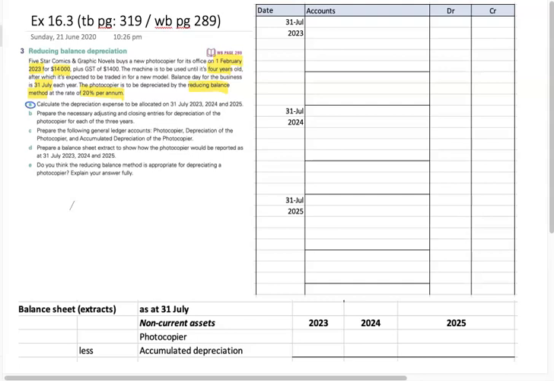Question A asks us to calculate the depreciation expense to be allocated for 31st of July 2023, 24, and 25. Let's remember our formula for depreciation expense for reducing balance. Our depreciation expense is going to equal our carrying value times the rate. And we know that our rate is 20%. So we need to work out what our carrying value is each time, remembering carrying value is the purchase price minus accumulated depreciation.